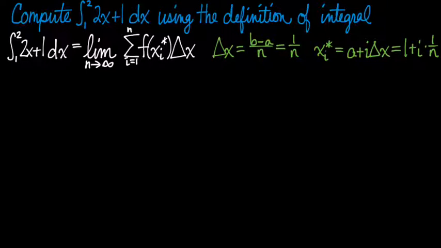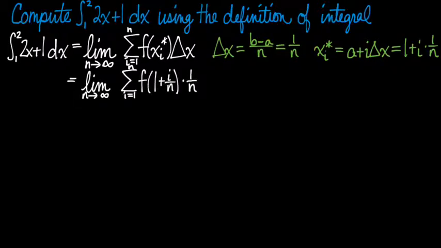I always use the right endpoint method to compute my Riemann sums, and so that means that xi star is going to be the right endpoint of each little subinterval of the interval 1 to 2. The formula for that, which I've memorized, is a plus i times delta x. A is 1 and delta x is 1 over n, and so I know what these two quantities are. I'm going to substitute them into my little integral here.